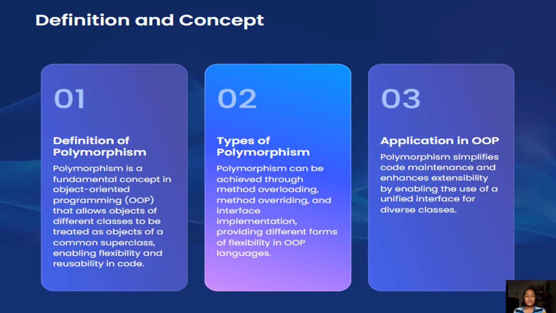Definition of polymorphism. Polymorphism is a fundamental concept in object-oriented programming that allows objects of different classes to be treated as an object of a common superclass. It enables flexibility and reusability of code.